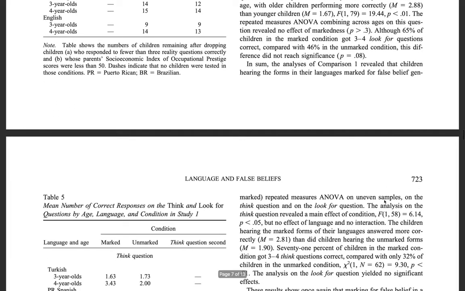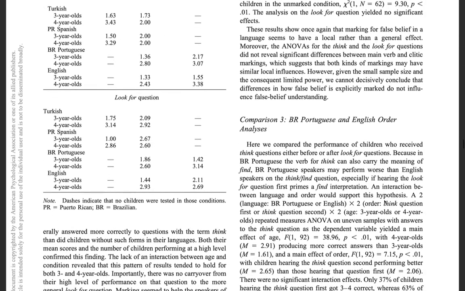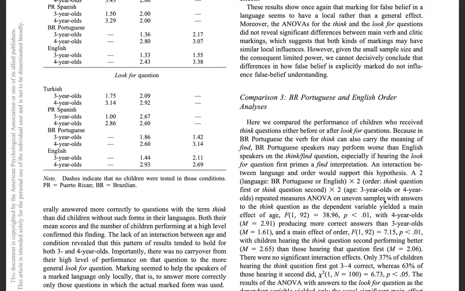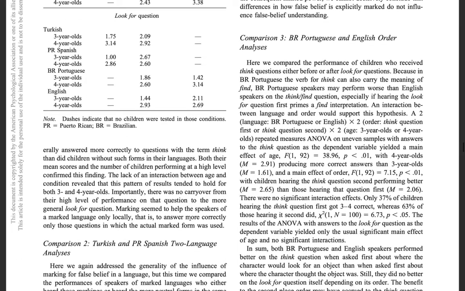In sum, the analyses of comparison 1 revealed that children hearing the forms in their language that mark false belief generally answered more correctly to questions with the term think than children without such forms in their languages. Both their mean scores and their number of children performing at high level confirmed this finding. The lack of an interaction between age and condition revealed that this pattern of results tended to hold for both 3 and 4-year-olds. Really, it only held for 4-year-olds.